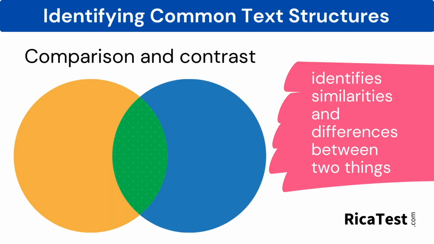The compare and contrast structure identifies similarities and differences between two or more people, places, events, objects, or more. To represent the compare and contrast structure, we use the Venn diagram.